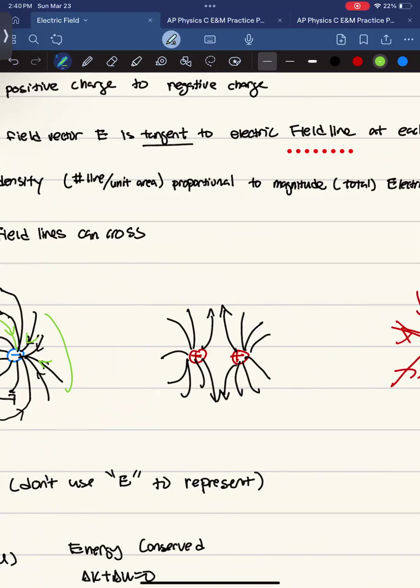So as you can tell, the field lines go outward, and also they don't move smoothly towards each other. They're repelling each other here.